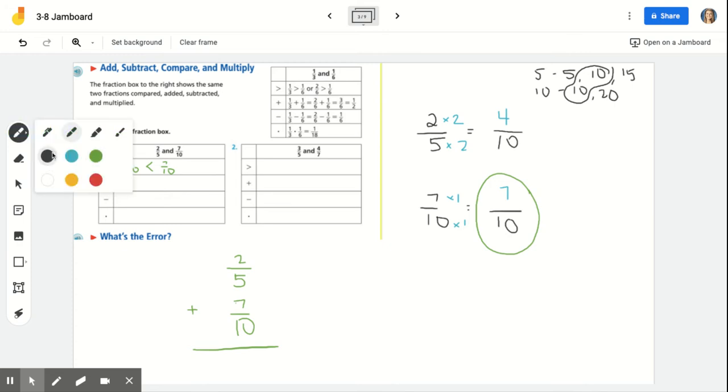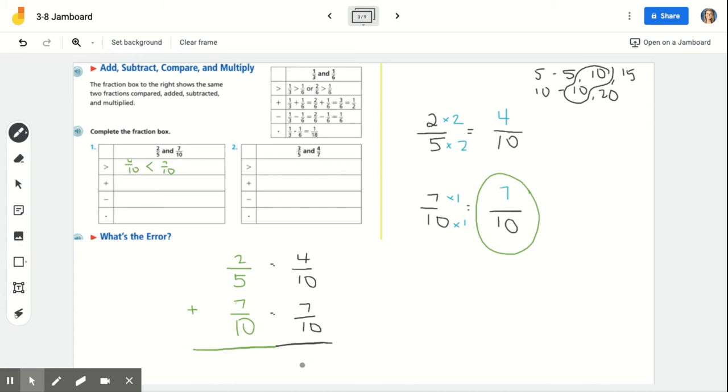The great thing about using these fraction boxes is I already did most of the work. I already created the two equivalent fractions I need. So I'm going to do an equal sign, and I'm going to basically steal our work that we did for the comparing of these two fractions. I already know that 2/5 is equal to 4/10, and I already know that 7/10, of course, is equal to 7/10. Now I have two fractions with a common denominator or the same denominator in which I can now add.